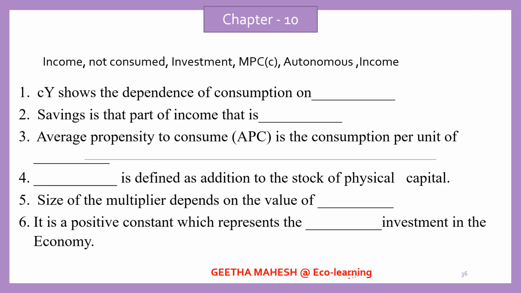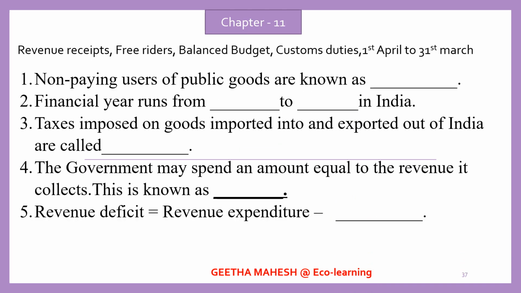CY shows the dependence of consumption on income. Saving is that part of income that is not consumed. Average propensity to consume is consumption per unit of income. Investment is defined as addition to the stock of physical capital. The size of multiplier depends on value of marginal propensity to consume. It is a positive constant which represents autonomous investment in the economy.